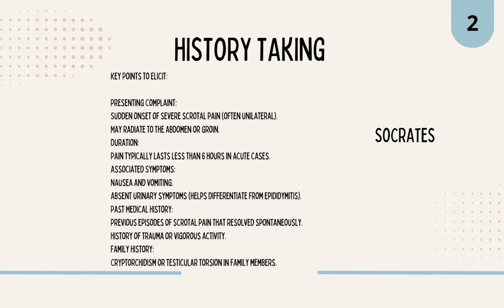Okay, this also runs in the family, so you need to ask for the family history of cryptorchidism or testicular torsion, whether that was prevalent in his family. You should also take the family history. So you have taken a clear history, so never forget any of this main important stuff. And also you need to ask about this Socrates method.